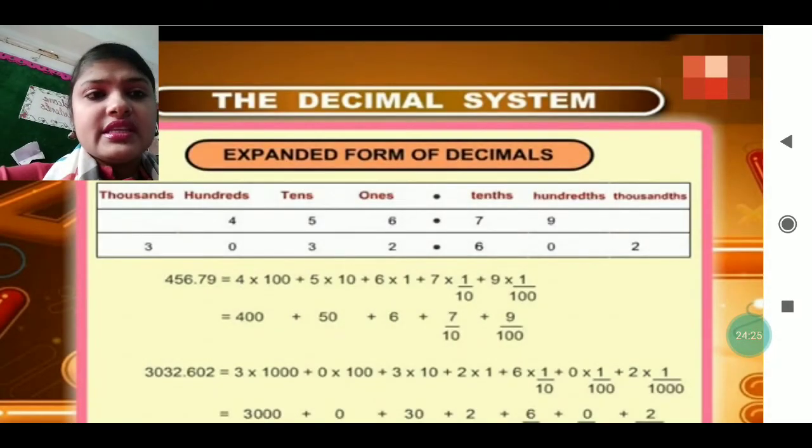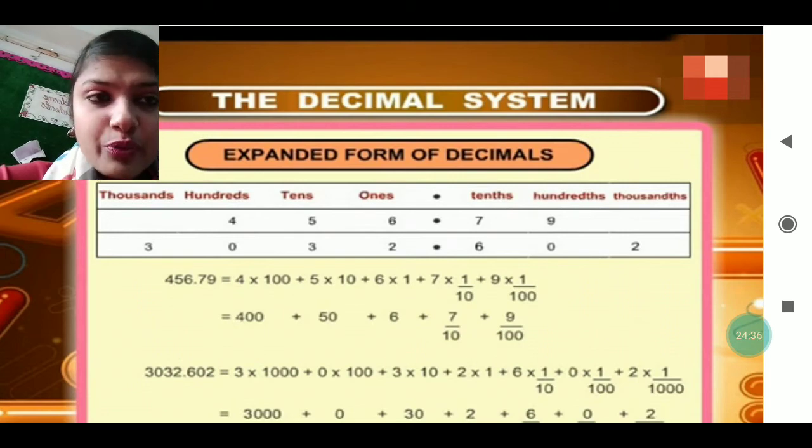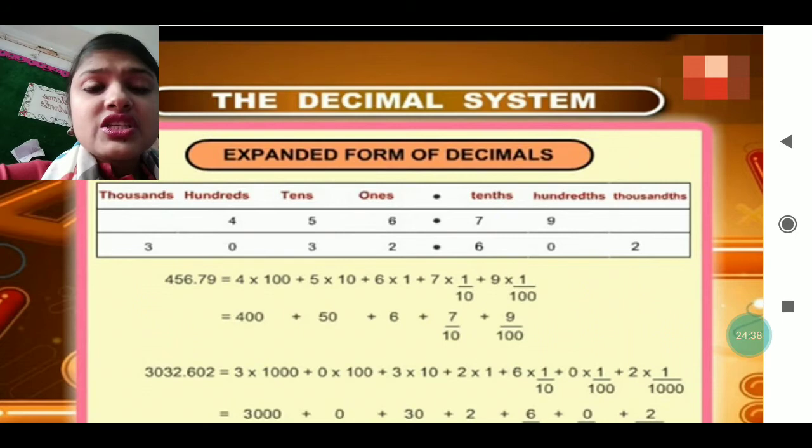In this also you can see the expanded form of decimal. How we used to write the expanded form of decimal. So thousands, hundreds, tens. The decimal I have put in between. Then I have written ones, tens, hundreds, and thousands.